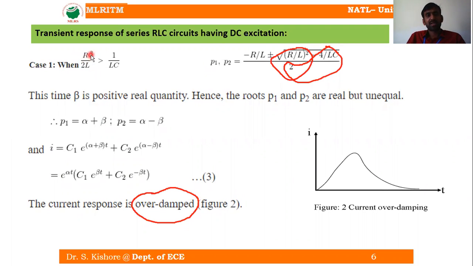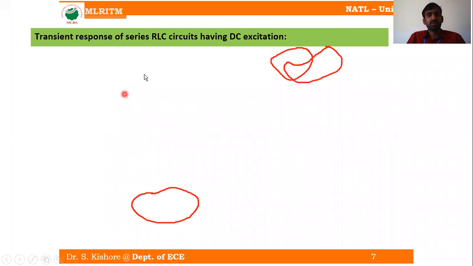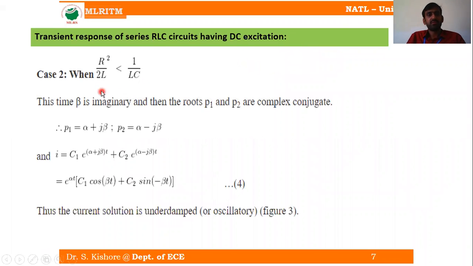So we said R squared by 4L squared is greater than 1 by LC. Now let us consider if it is less than 1 by LC. What is going to happen? Using the same equation, if this value is less than 1 by LC, obviously the term under the root is going to be negative. So the overall root is going to be imaginary, and P1 and P2 are going to become complex conjugate values.